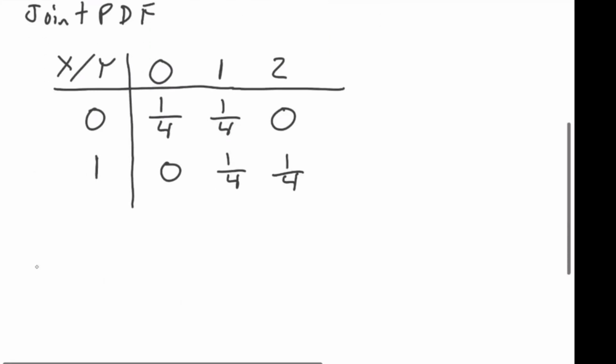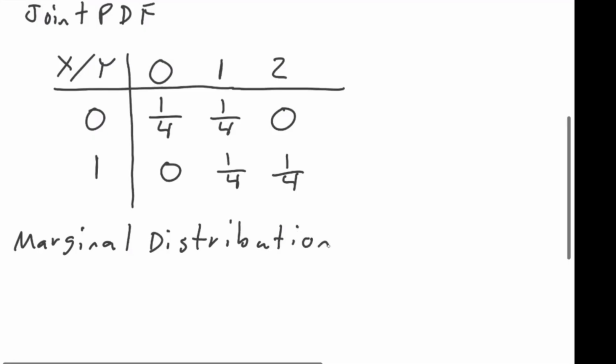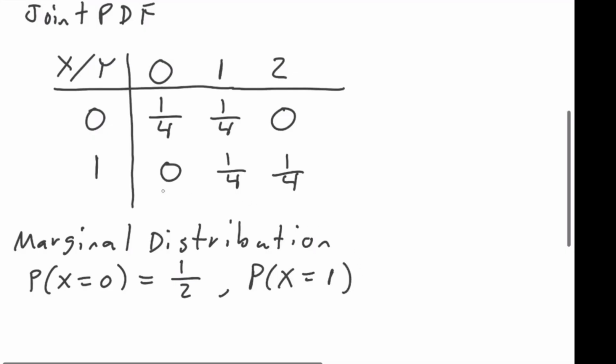And from this, we can come up with our marginal distribution. Okay, so we want to find the probability that X is equal to 0. The way we can do that is we can just add all of these together. So 1/4 plus 1/4, which is 1/2. Next is the probability that X is equal to 1. So that's, again, 1/4 plus 1/4, which is 1/2.